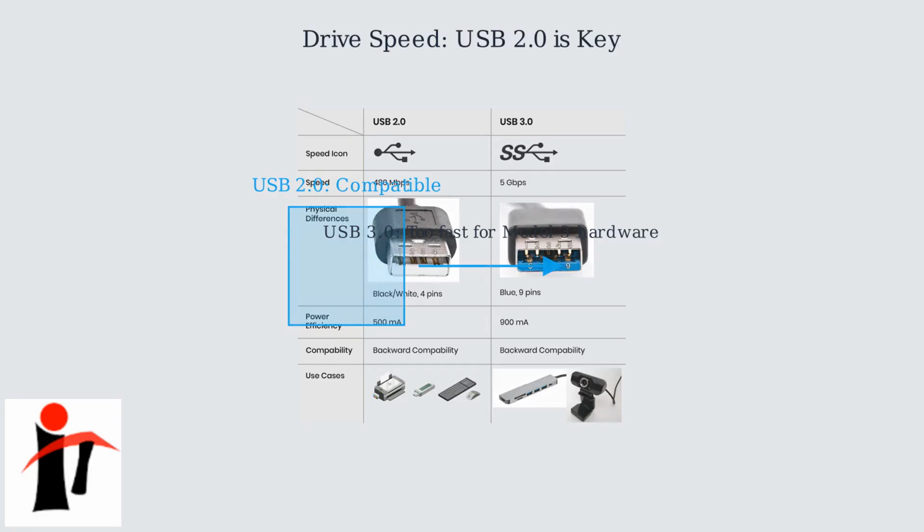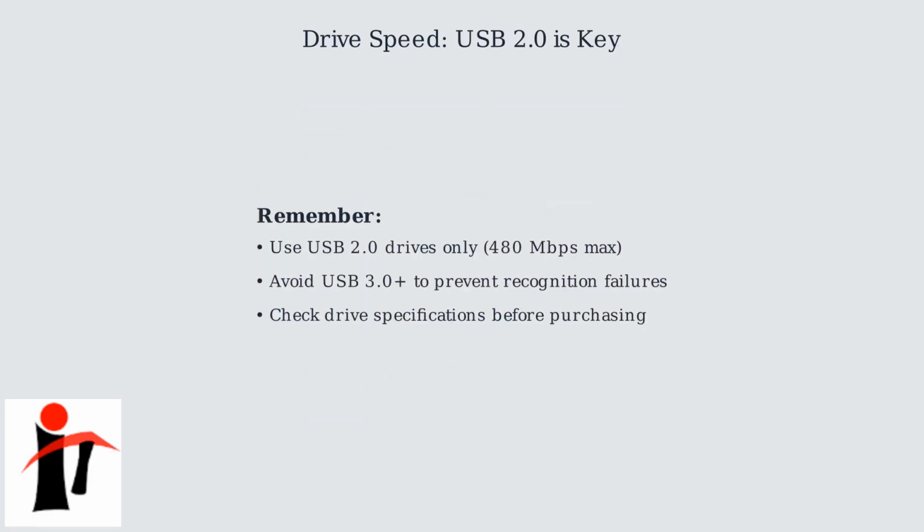Physically, USB 2.0 drives have 4 pins and are typically black or white inside. USB 3.0 drives have 9 pins and often have a blue interior. For Tesla compatibility, always choose USB 2.0 drives to avoid buffering issues during media playback.